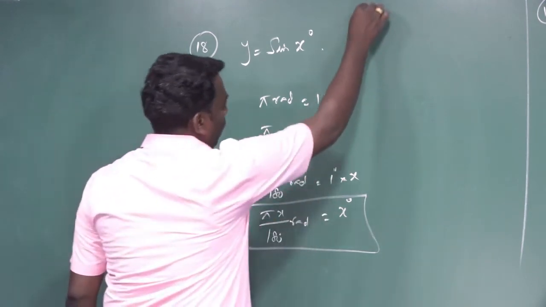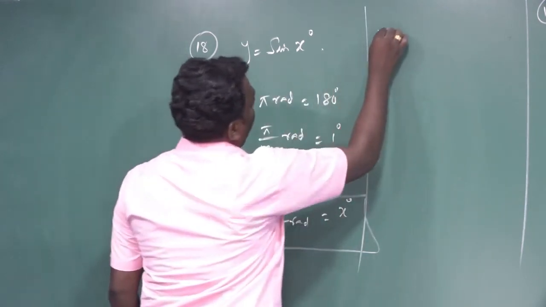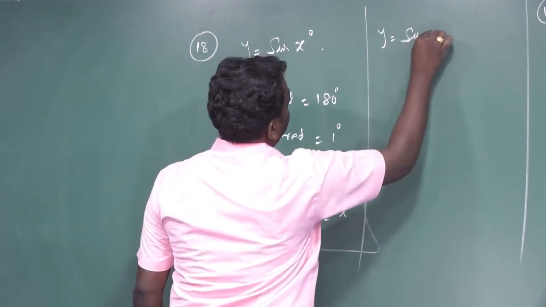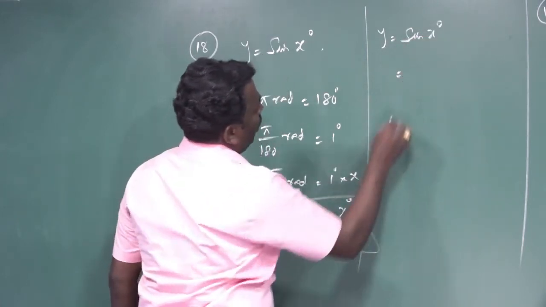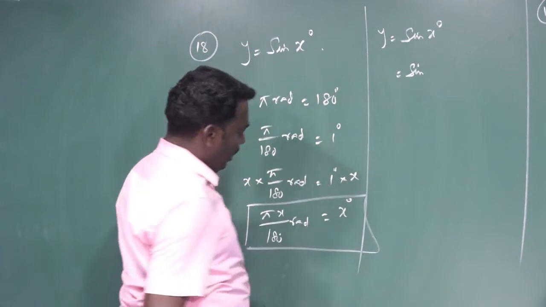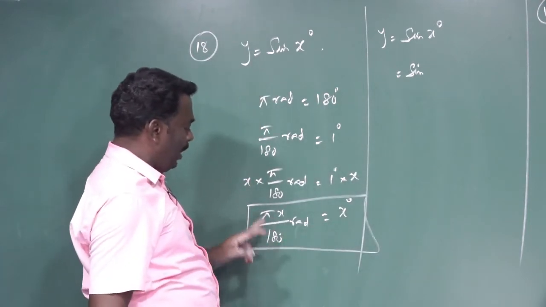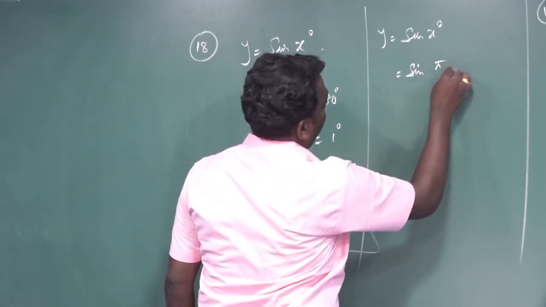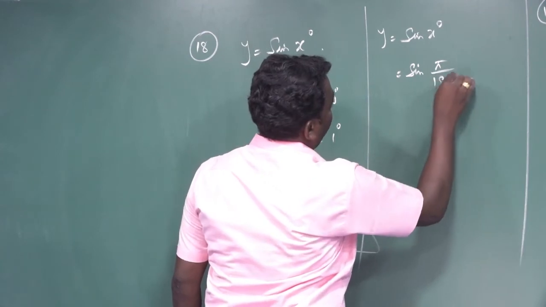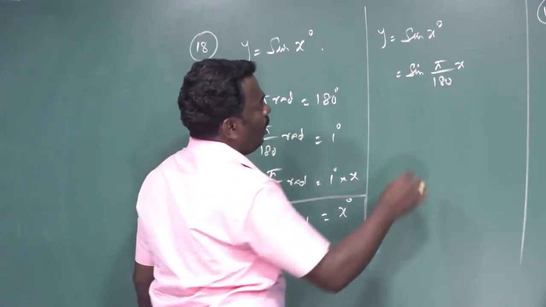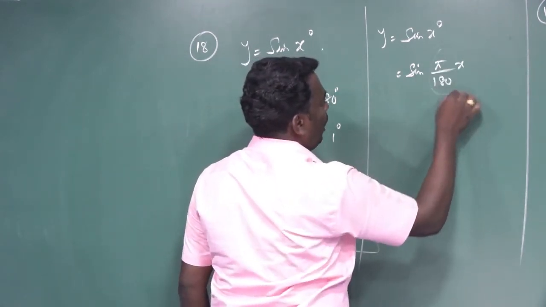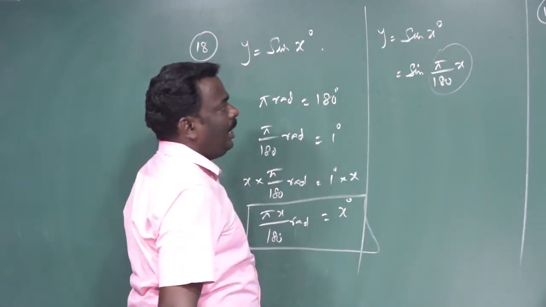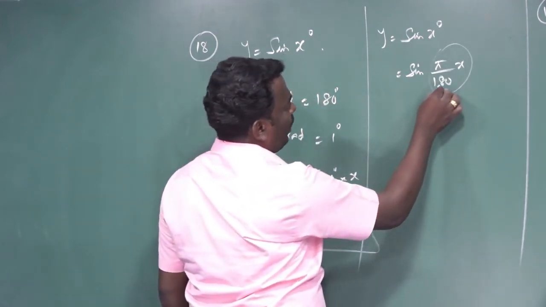Now what is given in the question? y is equal to sin x degree, which we can write as sin of pi x by 180 radian, that is pi by 180 into x. Here the term pi by 180 is treated as a constant. So now we have to differentiate.